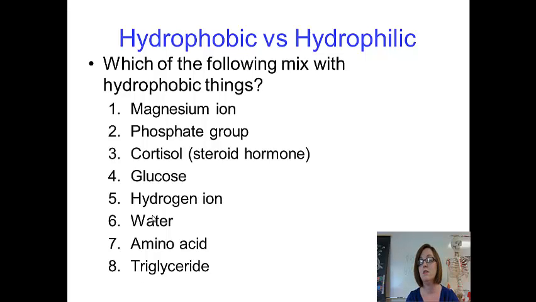Hydrogen ions. It's an ion. It has charge. It's hydrophilic. It won't mix with something that's hydrophobic. Water. Well, water does like itself, so water is hydrophilic, right? It's not going to mix with a hydrophobic thing.